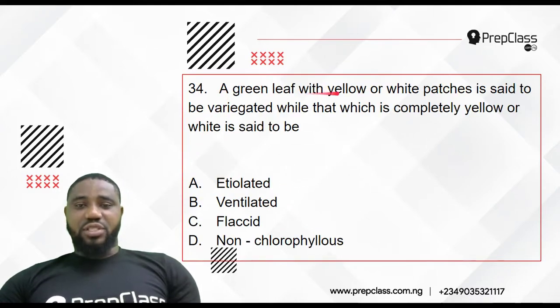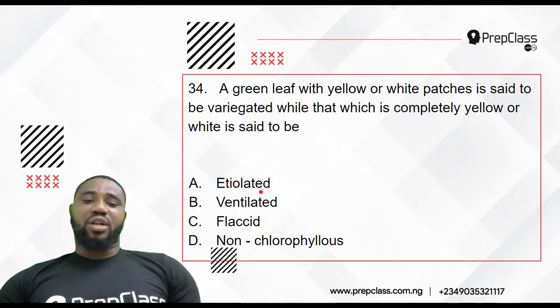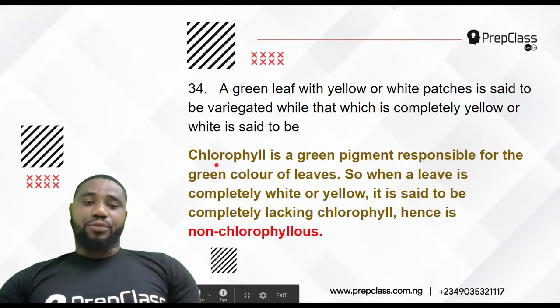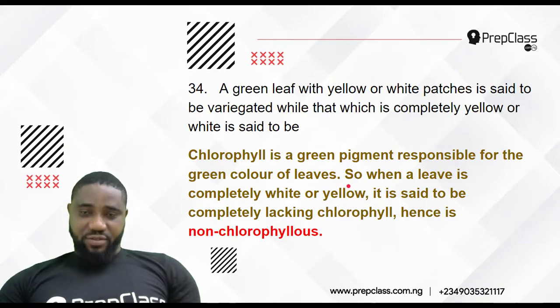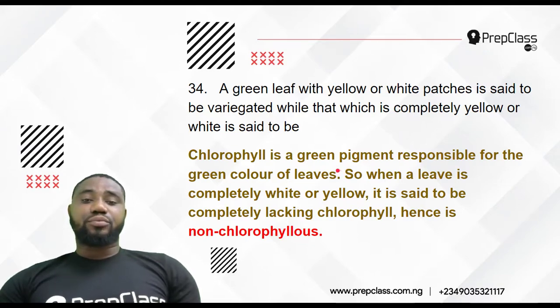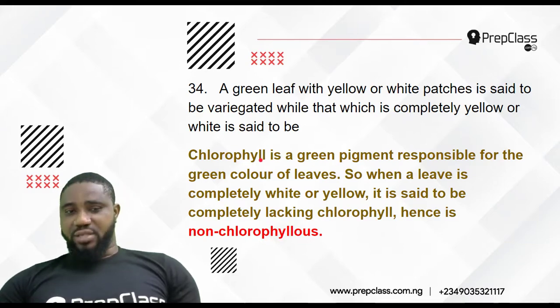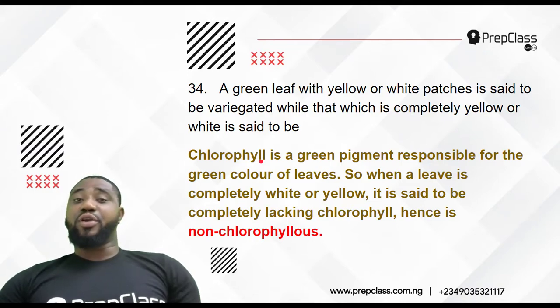34. A green leaf with yellow or white patches is said to be variegated, while that which is completely yellow or white is said to be: is it etiolated, is it ventilated, is it flaccid, is it non-chlorophyllous? Now, chlorophyll is a green pigment responsible for the green color of leaves, and it is also responsible for photosynthesis because it is found in the chloroplast.